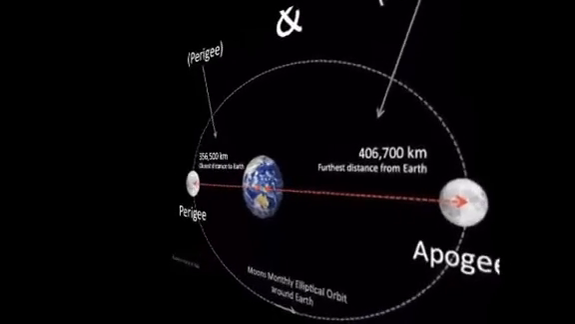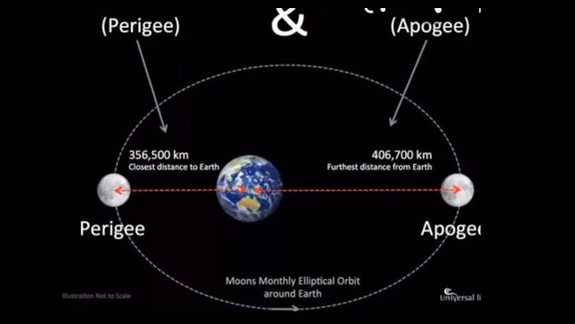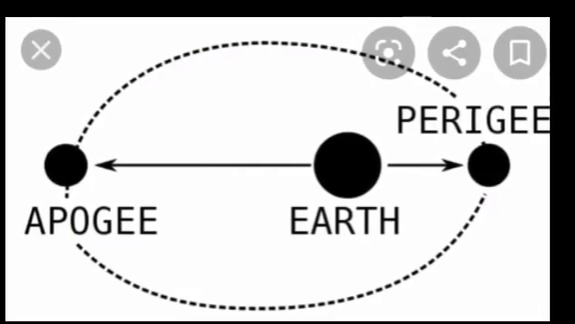Now, let us learn the geographical explanation of the moon's motion. The moon's orbit of revolution is also elliptical, as that of the earth. Hence, the distance of the moon from the earth is not the same everywhere along its orbit while revolving. When the moon in its orbit is nearest to the earth, it is said to be in perigee.